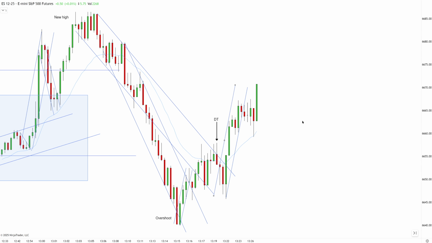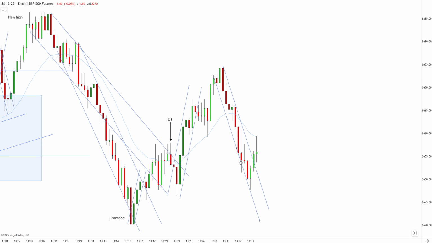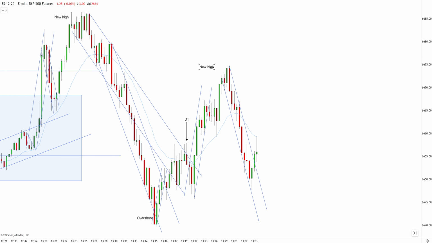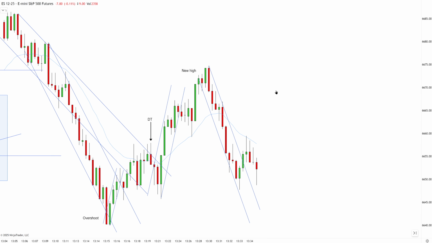Why are we trending higher now? Okay, we are going back lower. I'm going to draw the downtrend like this. Price action is quite erratic after news, but I'm going to follow the channels.